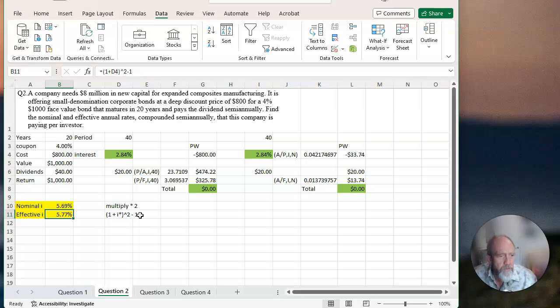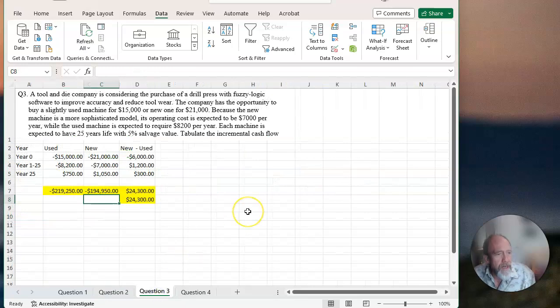So that's effectively, 5.77 is effectively the interest rate you're getting back based on the discount of the bond. There you go. Question number 3. A tool and die, and they want you to basically create a tabulated incremental cash flow.